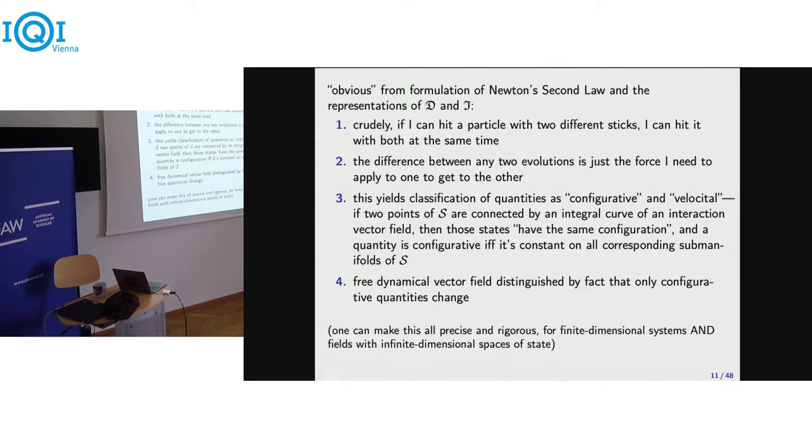If two points of the space of states are connected by an integral curve of an interaction vector field, then those states have the same configuration. Because remember, interaction vector fields only point in instantaneous change of velocity directions. They don't point in instantaneous change of configuration directions. And so a quantity is a configuration quantity if and only if it's constant on all the corresponding submanifolds of S that the integral curves of the interaction vector fields determine. And then it turns out you get for free there is a unique dynamical vector field that is distinguished by the fact that only configuration quantities change. That's the free vector field.